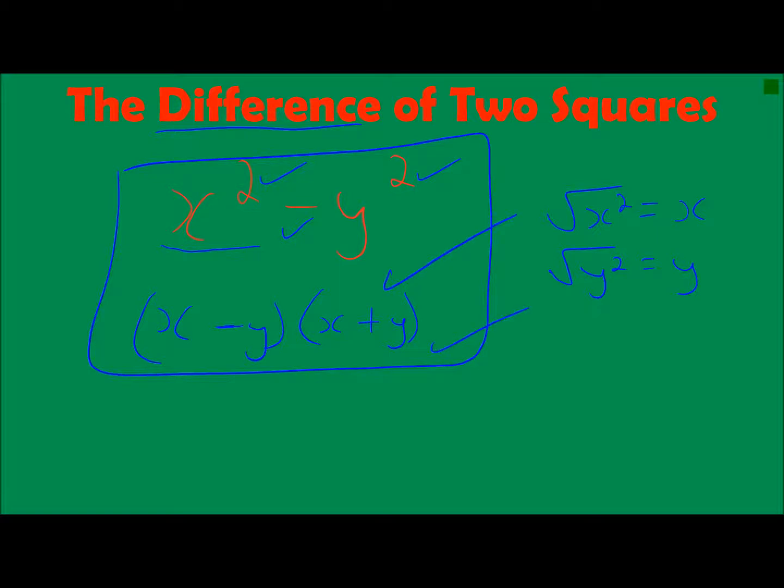But just to show you the reason that we know that it's correct, we could double check. We could go back to x minus y and x plus y. And brackets mean multiply, so let's multiply them by each other. x minus y at the top, and x plus y down the side.